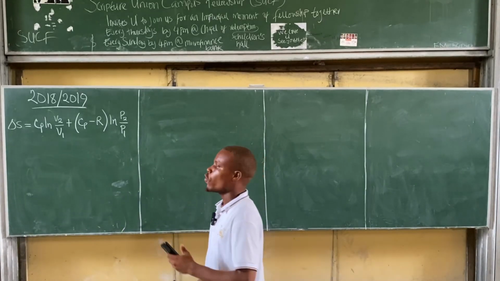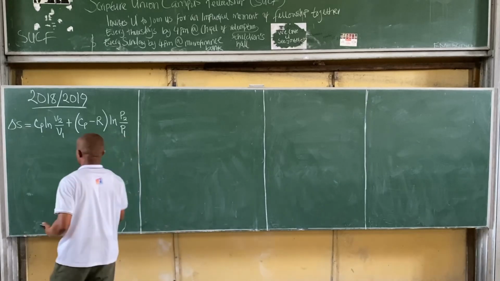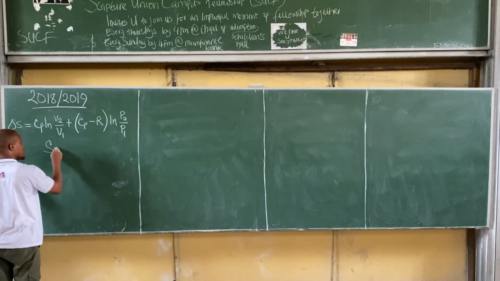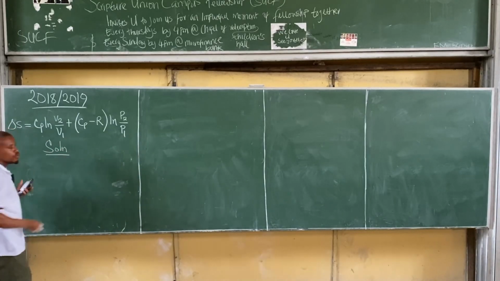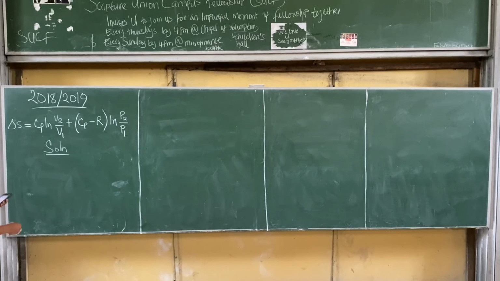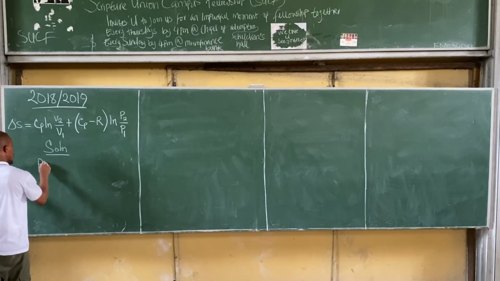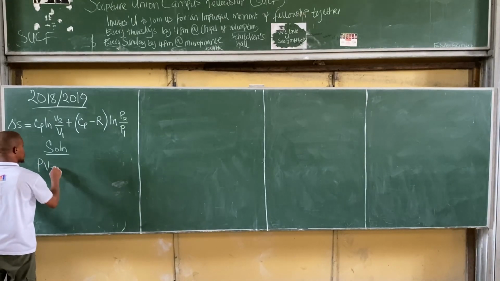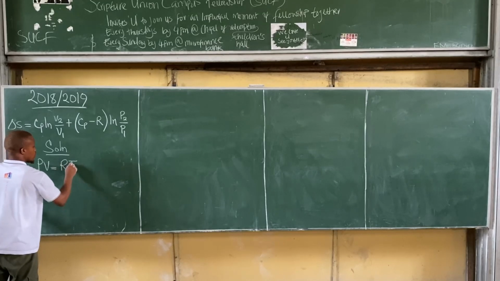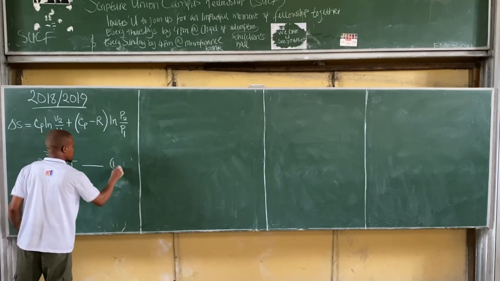Now we know that for a unit mass of a perfect gas, PV equals RT, right? Let's call that equation 1.